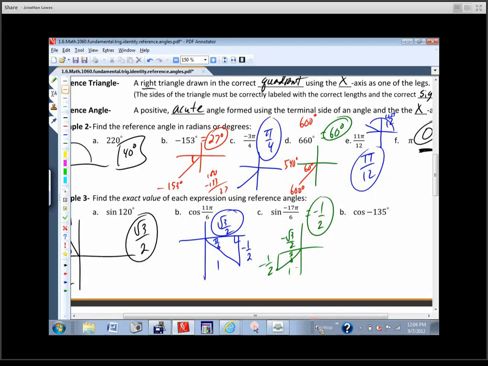So cosine of negative 135 wouldn't be a problem. In fact, you could just think about this for a second, and you don't even have to write anything if you know the unit circle really well. Negative 135, quadrant 3. How big is the reference angle? 45. How big are both the legs? Radical 2 over 2, and they're both negative. So the answer on this one is negative radical 2 over 2. Okay, any questions there?